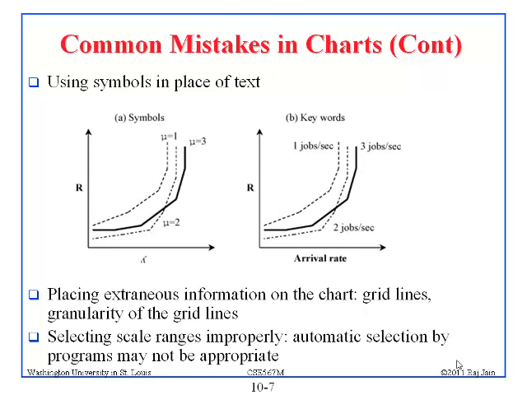And then placing extraneous information on the chart. So grid lines and granularity, those are things that may not be needed. For example, if you have a graph that clearly says some information and that is sufficient, putting grid lines will hide that information. Select scale and ranges improperly. Automatic selection by programs may not be appropriate. So you really have to have the right minimum value, maximum value. Excel allows you all this flexibility, but people don't go and use it. When you give it data to plot, it automatically selects the minimum, maximum, but you can go and change anything. You can change the axis, you can change the graphs, you can change the labeling, and so on and so forth.